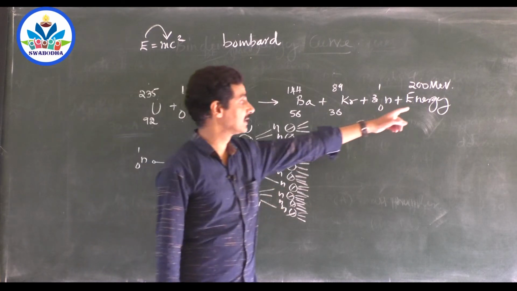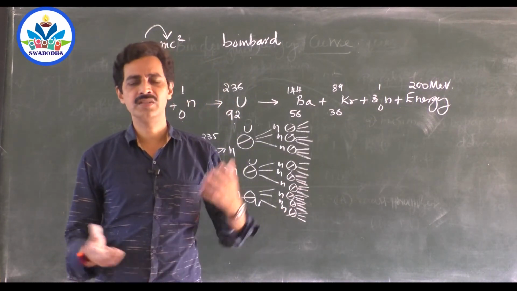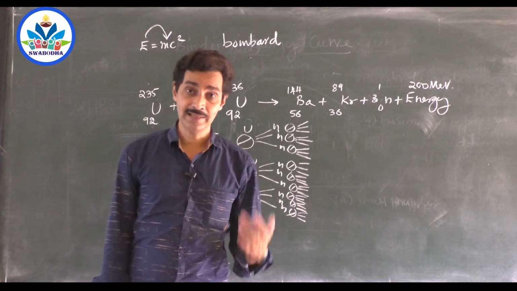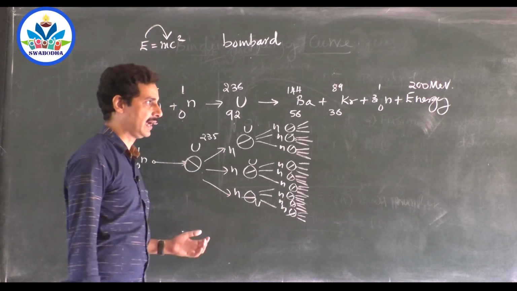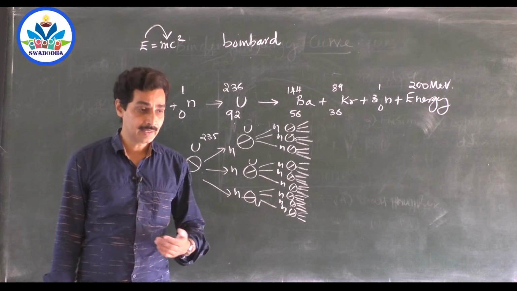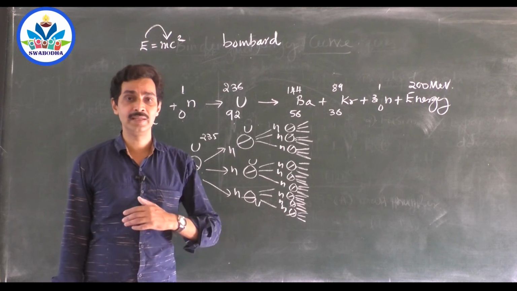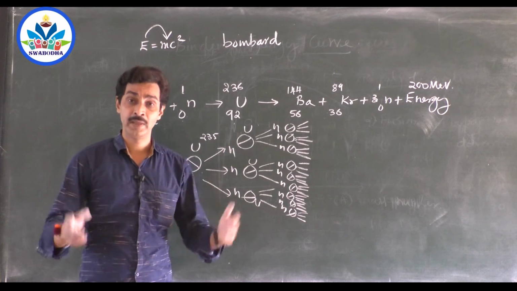Remember, each process gives this much energy. When this happens within a fraction of a second, a large amount of energy is released, and that is called an uncontrolled chain reaction. So a chain reaction is a process where neutrons produced in one fission reaction continue the reaction by hitting more nuclei, thereby producing many more neutrons.